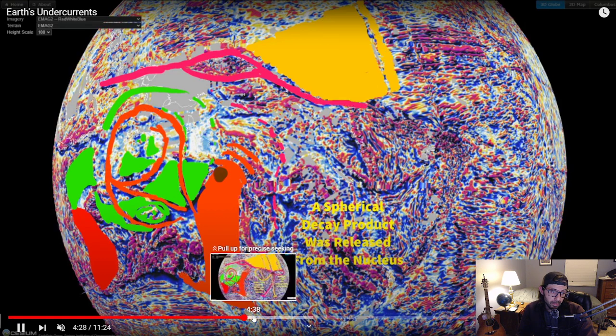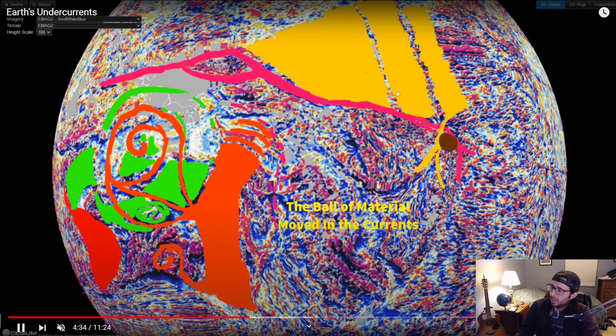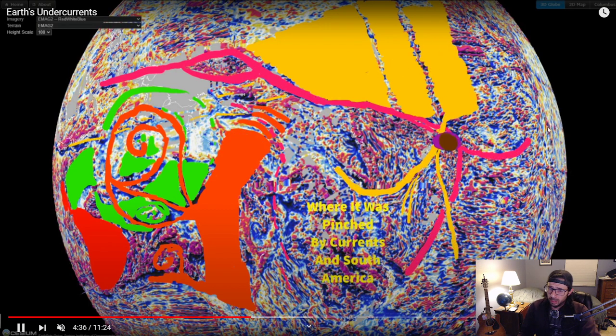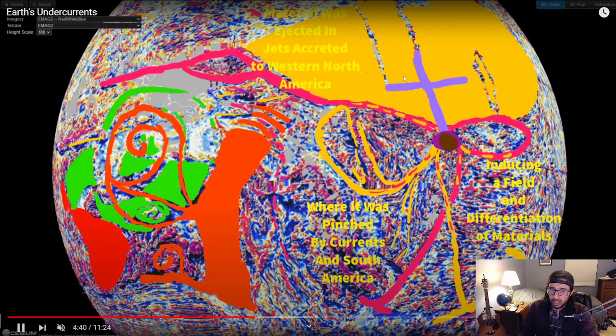Okay. So that's what's going on here. I'm trying to just leave space, like, why is that there? Because I'm going to draw over top of it in a second. Inducing a field and differentiation of materials. And then this, though, is going up the coastline.